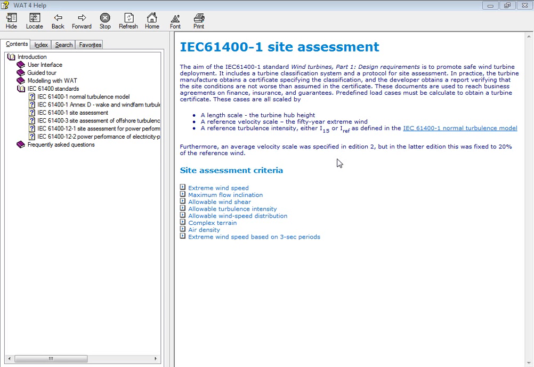Hi, I'm Morten Nielsen from the WAT team, and in this demonstration I'm going to talk about the assessment of complex terrain in the IC site assessment. And now I'm looking at the help file of WAT, and I've gone to a section called standards and then site assessment, and here's something about complex terrain.